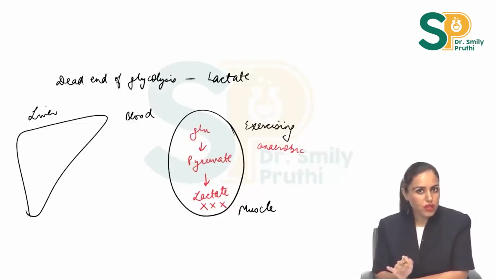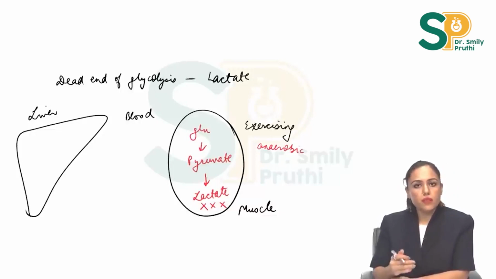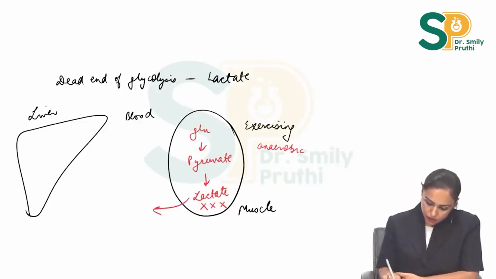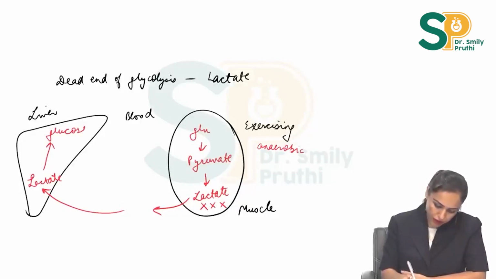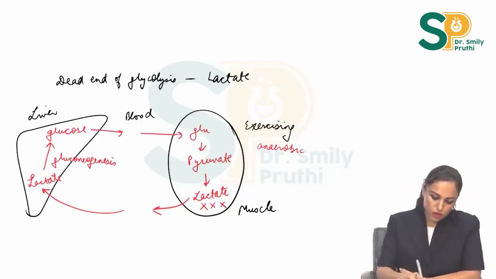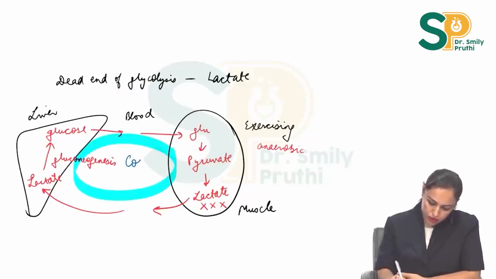But in the body, it is not the dead end. That means in the body, it can be converted to some other thing. That is, see, now lactate has to come out of this muscle cell into the blood. From blood, it is taken up by the liver. In liver, lactate will form glucose. By which pathway? Lactate forms glucose by gluconeogenesis. And this glucose is again supplied to that exercising muscle. So this is a cycle known as Cori's cycle, also known as the glucose lactate cycle.